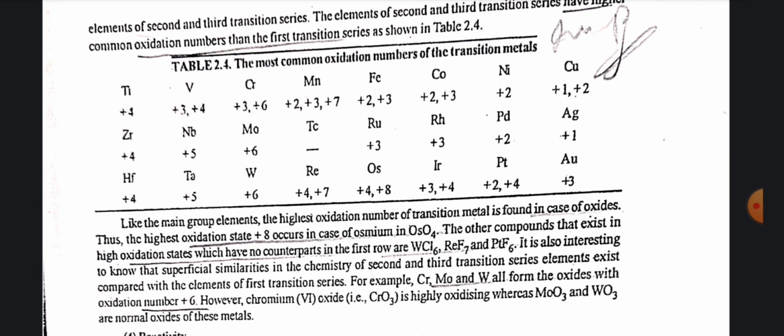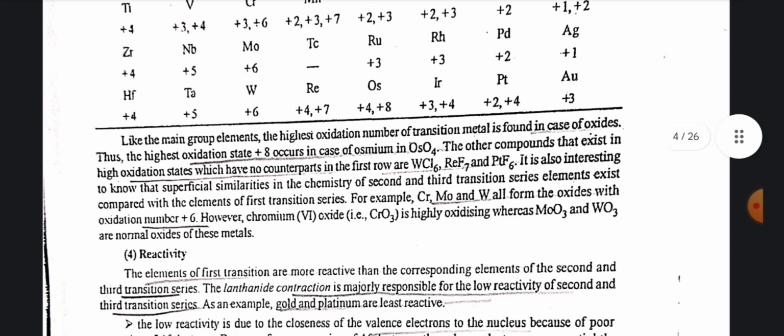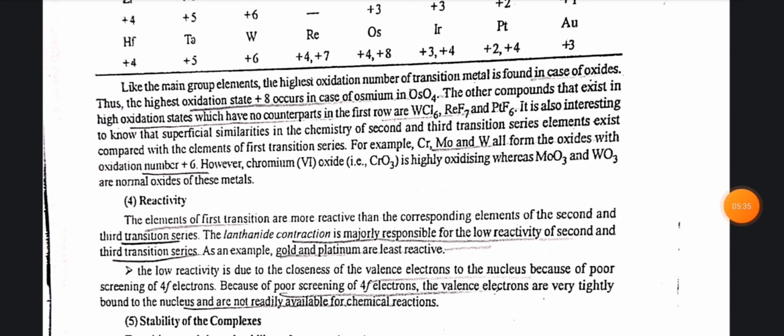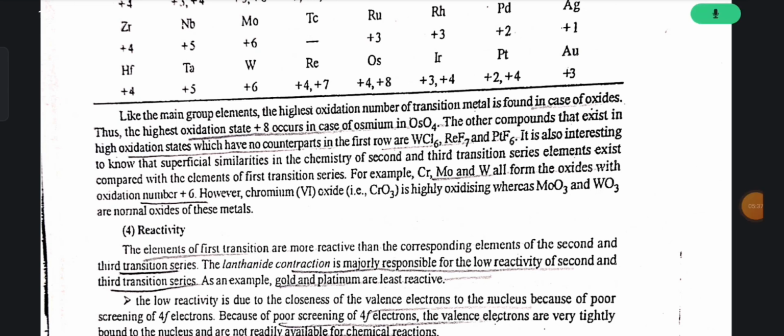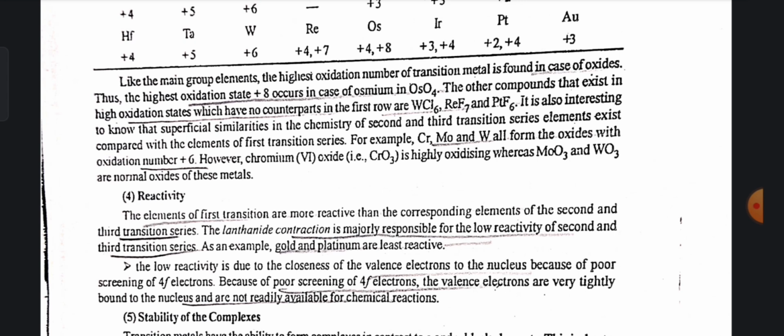Like main group elements, the highest oxidation number of a transition metal is found in the case of oxides. Thus, the highest oxidation state of 8 occurs in the case of osmium. The other compounds that exist in high oxidation states, which have no counterparts in the first row, are WCl6, ReF7 and PtF6. It is also interesting to note that superficial similarities in the chemistry of second and third transition series elements exist, compared with the elements of the first transition series.